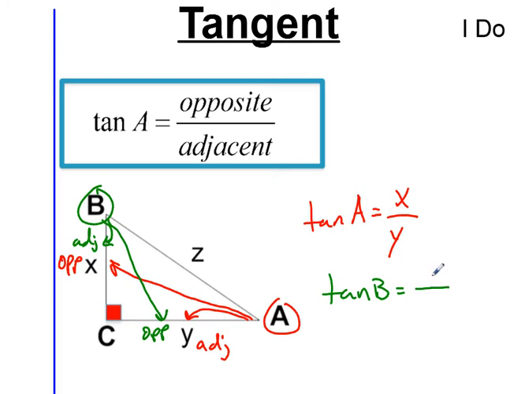So my tangent is now y over x. Look closely at these two. If you look at angle A, your tangent is x over y. If you're looking at angle B, your tangent is y over x. They're flipped. They're not equal to each other. They are different. So you need to be paying close attention to which angle is important for each problem.